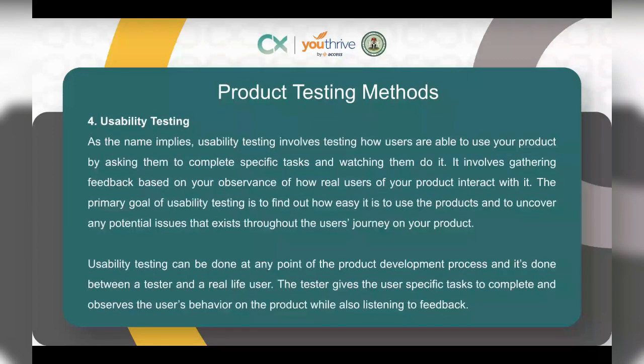The 4th is usability testing. And as the name implies, usability testing involves testing how users are able to use your products by asking them to complete specific tasks and watching them do it. So usability testing is like you give your users assignments, specific users though. So it's not as if you just sporadically send to all your users.